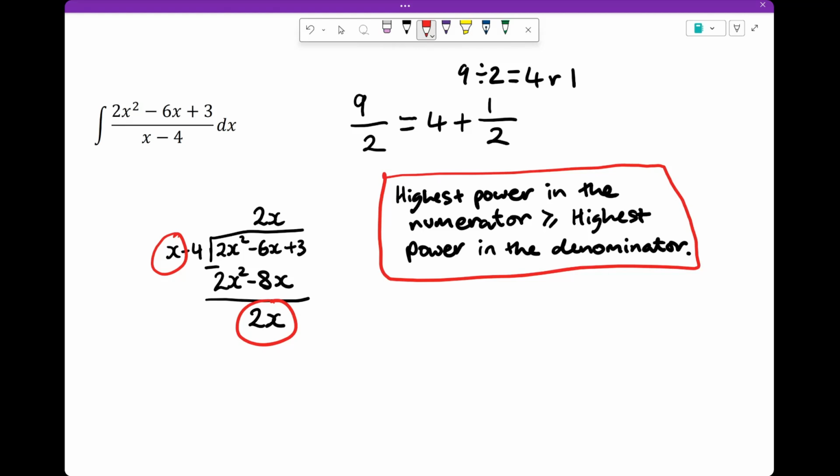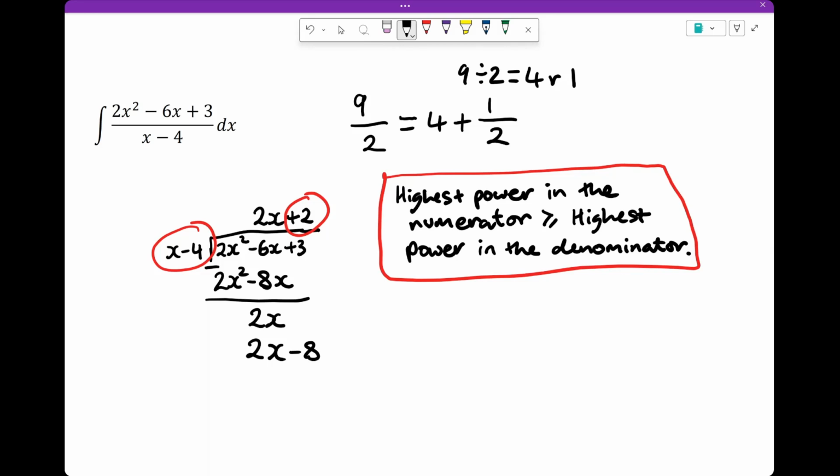So my next calculation is to do the 2x divided by the x, which would give me positive 2. So I'm going to write a plus 2 in my constants column. And then what I'm going to do next is take that plus 2 and multiply it by the x subtract 4. So 2 times x is 2x, and then 2 times negative 4 would be negative 8.